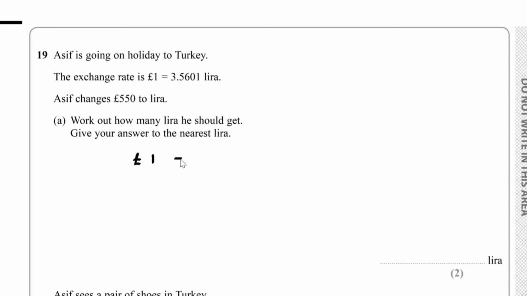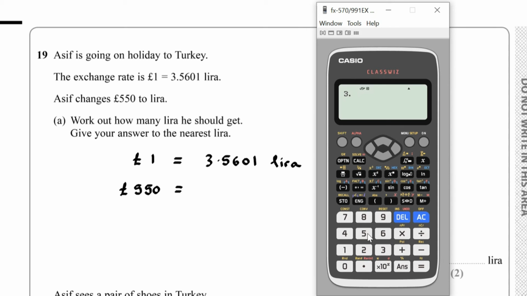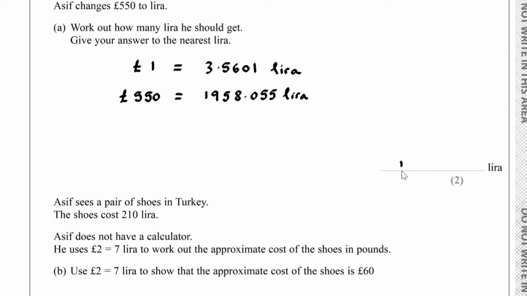Well, we've got £1, which is equal to 3.5601 lira. What we want to do is change £550 into lira, which means I have to multiply the 3.5601 by 550. And it turns out in this case we would get 1,958.055 lira. So to the nearest lira, we've got 1,958.